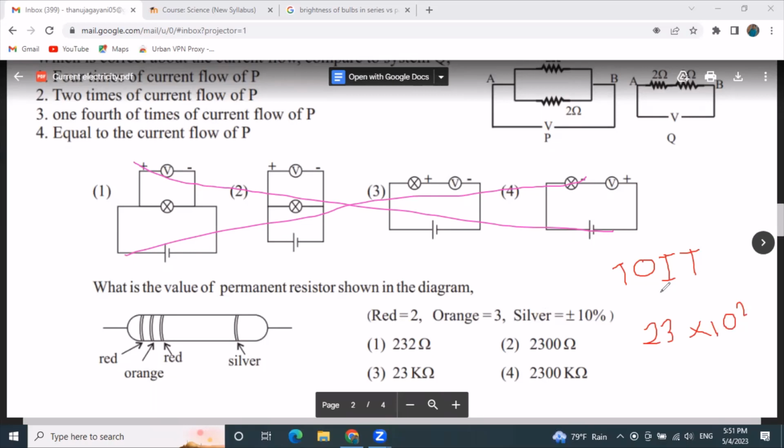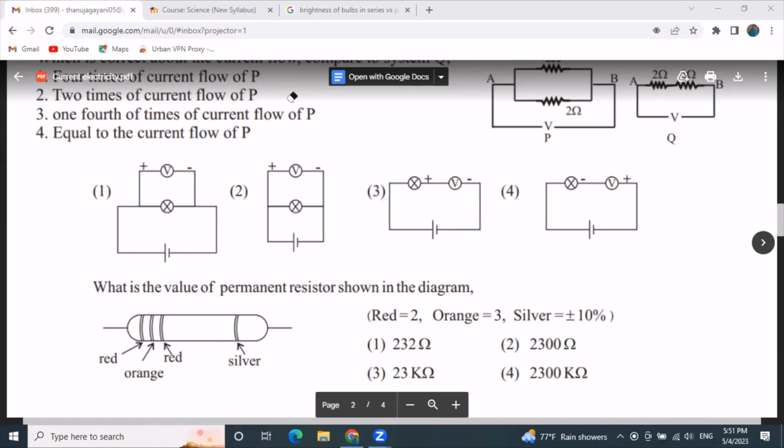We know that to find the resistance value of a fixed value resistor, we should multiply the value of the first 2 color bands by the third color band. Accordingly, 23 into 10 to the power 2, 10 to the power 2 means 100. Accordingly, 23 into 100 means 2300. The correct answer is the second answer, 2300. You can correct your answers. Let's move to the next question.